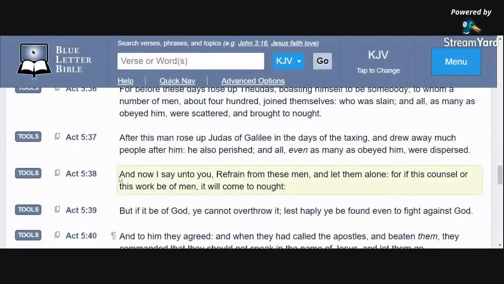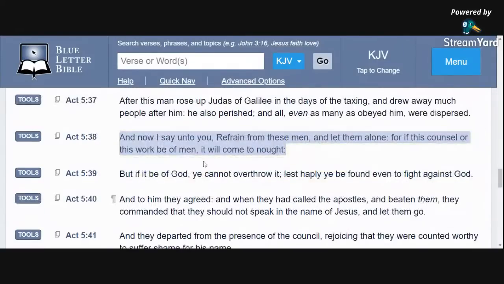Acts 5:38. And now I say unto you, refrain from these men and let them alone. For if this counsel or this work be of men, it will come to naught. If everybody's so convinced that we ain't teaching the truth, why don't they just leave us alone then? It'll fizzle out. If we left all of you alone, we know your stuff is going to fizzle out. Look at black consciousness. Who killed Kemet? The Hebrew Israelites killed Kemet.